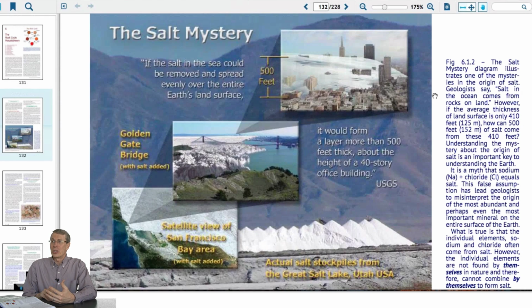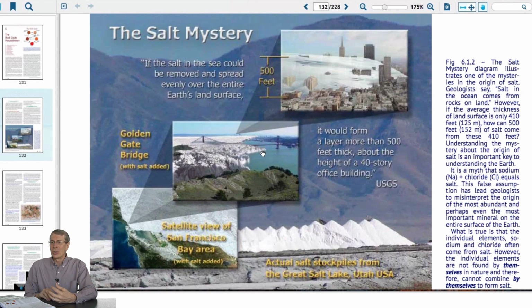Well, if we go to the USGS, which is the geological survey, we find that salt in the ocean comes from rocks on land. That's their quote. All the salt in the ocean is supposed to come from erosion of the rocks on the land. So in this diagram here, we can see San Francisco, where 500 feet of salt would be covering most of the buildings in downtown San Francisco. And we can see down here the bridge.